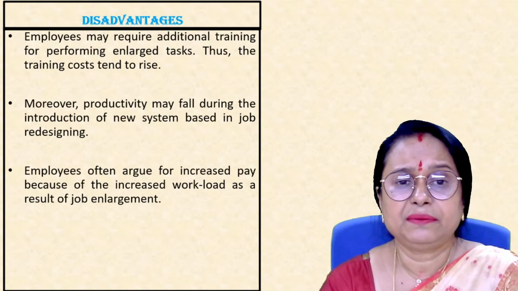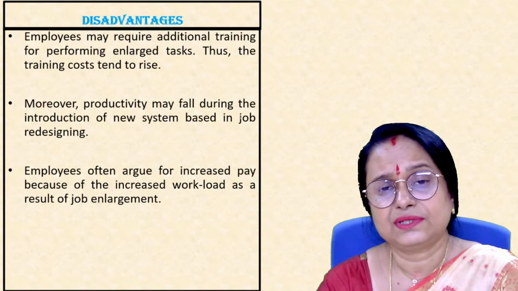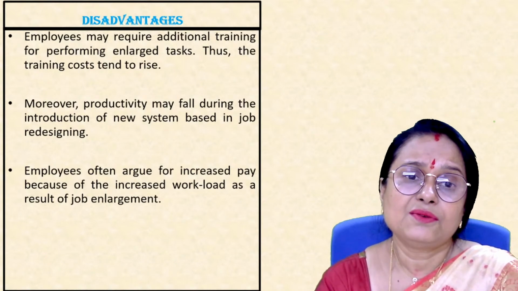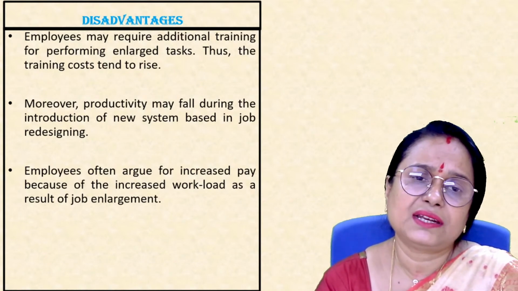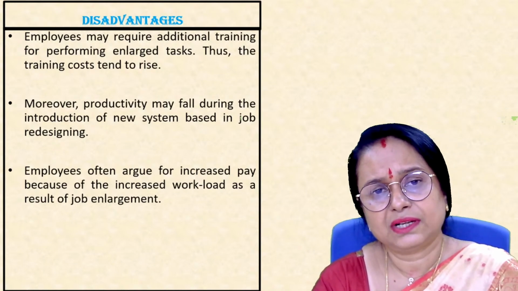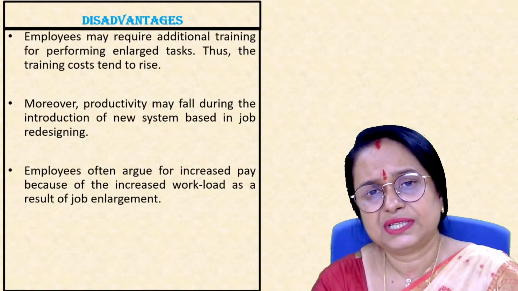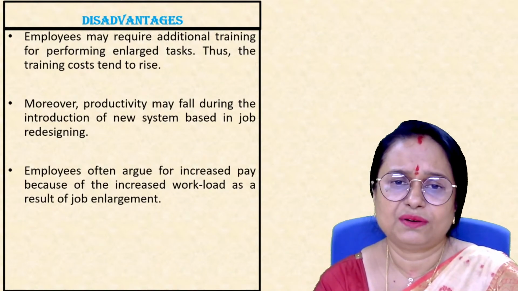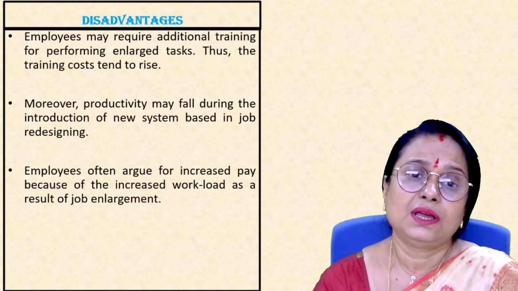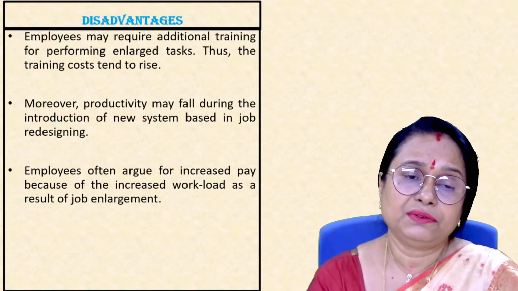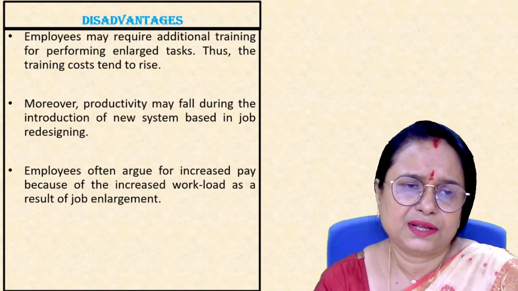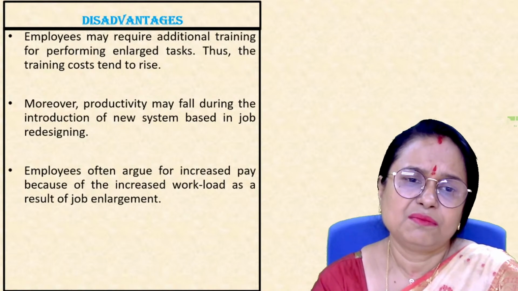Moreover, productivity may fall during the introduction of a new system based on the job redesigning. So production may fall, the production process may get hampered for a shorter time period, not for a very long time period, but for a shorter time period when there will be job redesigning or the allotment of a new job to another person. The person is given another type of job to do, the accounts handling of another unit, then for some time maybe there would be some disturbance in the production process.